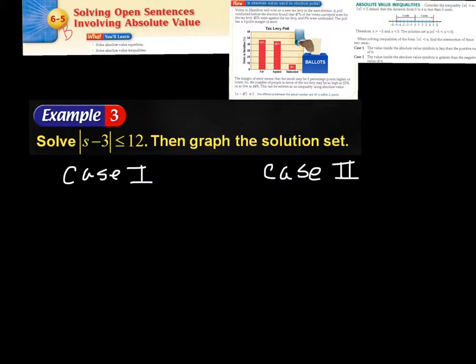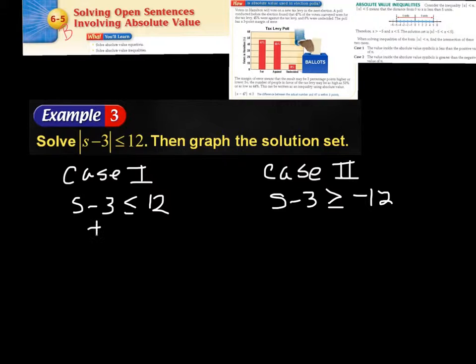So when they ask us to solve |s − 3| ≤ 12, then graph the solution set, we're going to use our case 1, case 2 strategy. So case 1, we just drop off the absolute value. So we're assuming the stuff inside there was positive. Or case 2, we're going to take the left times −1. And we remember when we multiply by a negative, we have to reverse our inequality symbol. So that's assuming that the stuff inside the absolute value was negative.